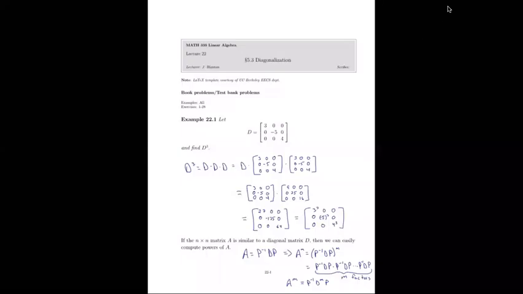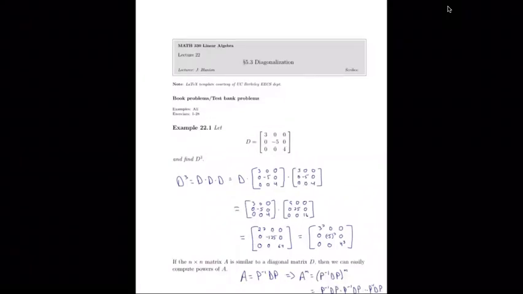Section 5.3 is diagonalization. So we'll extend our use of eigenvectors and eigenvalues in order to diagonalize matrices. So we start by inspecting a diagonal matrix. Remember that a diagonal matrix is one in which all non-diagonal entries are zero. So anything off of the main diagonal of this matrix is a zero.